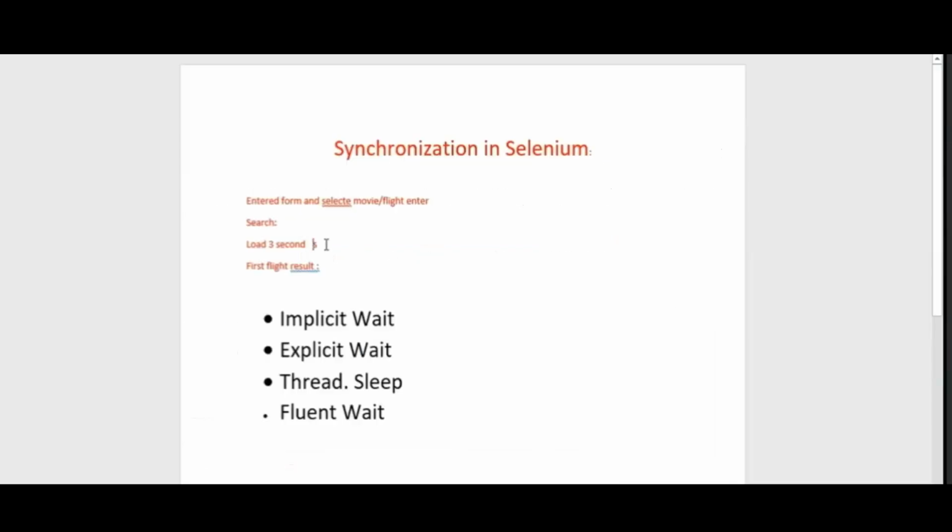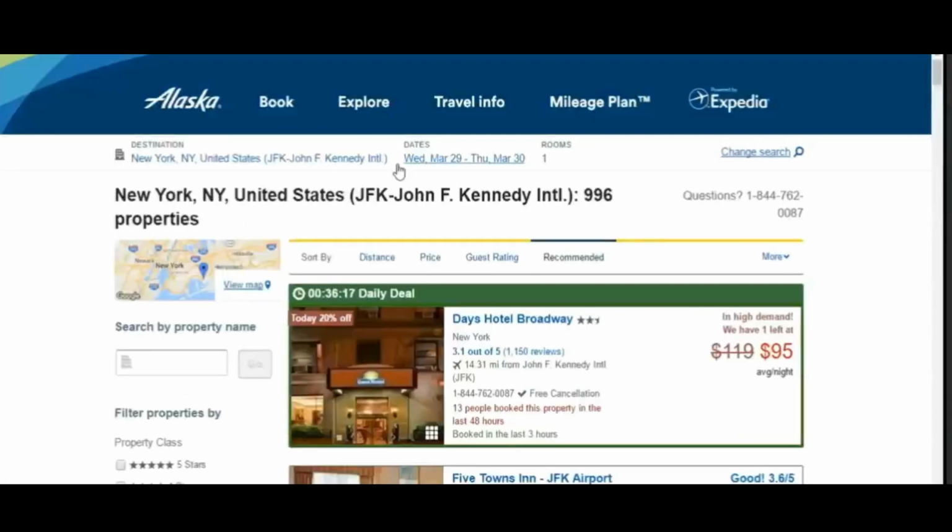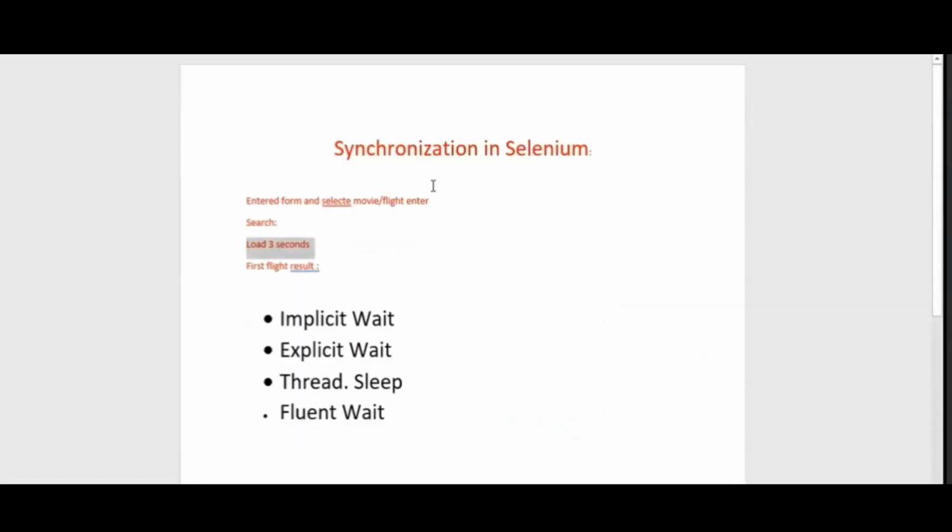In real time, whenever you are automating your project, in every script you will come across this situation. If you write your plain code and run the script, it will definitely fail. It will say the element is not displayed because it's still not on that page. You need to tell your WebDriver to wait till the page is completely loaded. And this is called synchronization.